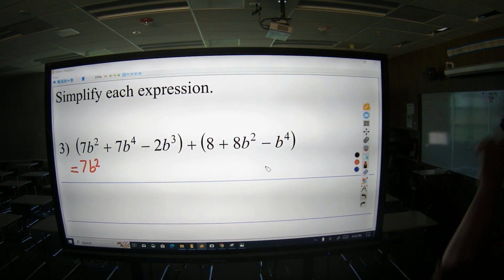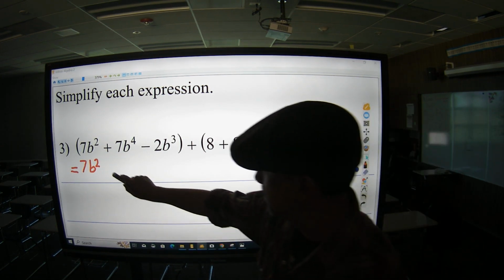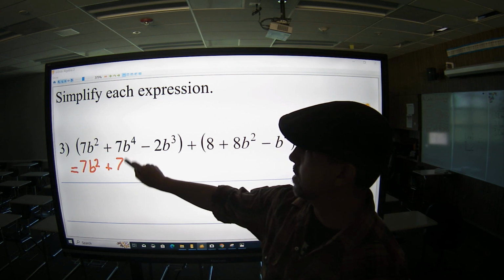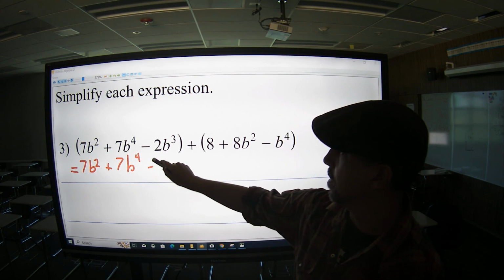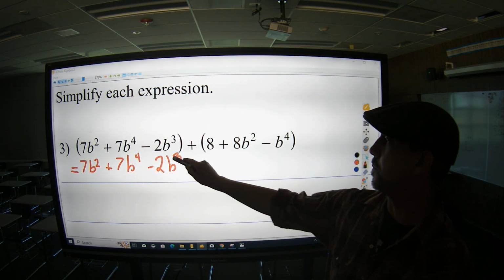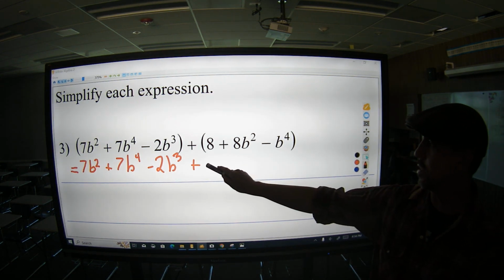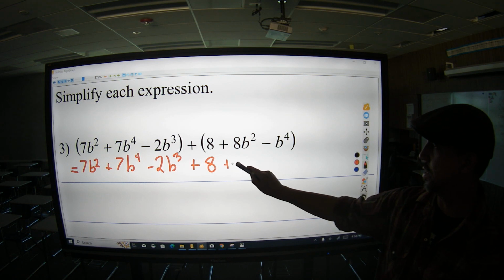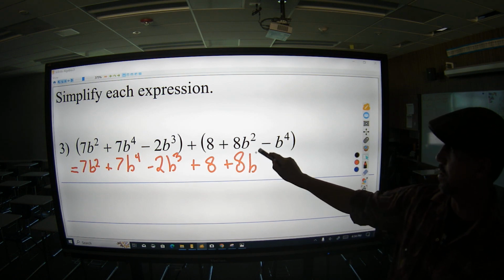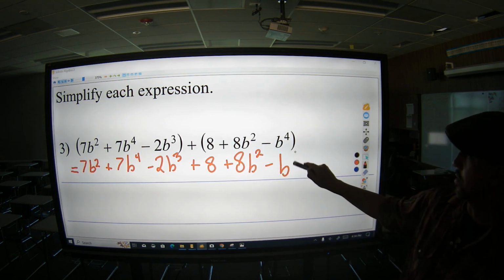So let's go ahead and do this problem. So we have 7b to the fourth power minus 2b cubed. And then we have to just drop the parentheses. So now I can copy everything else that's up here. So I have plus 8 plus 8b squared and minus b to the 4th.